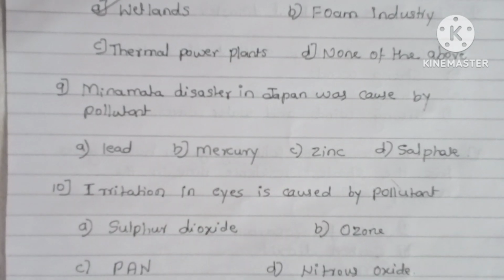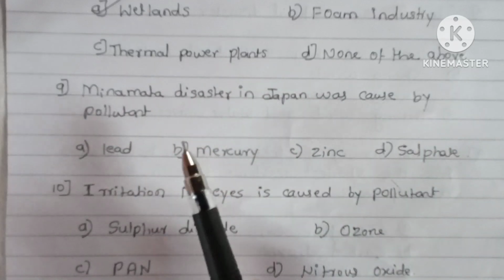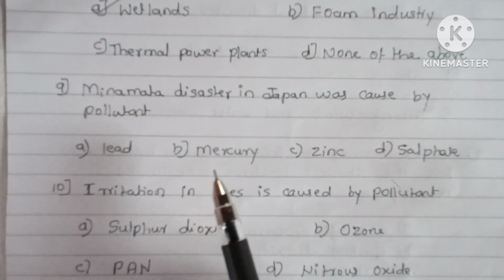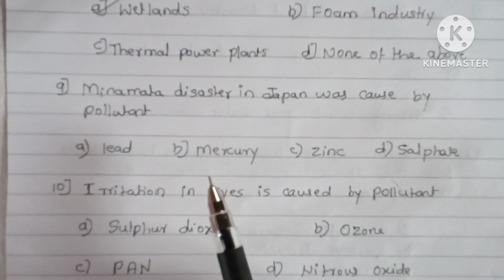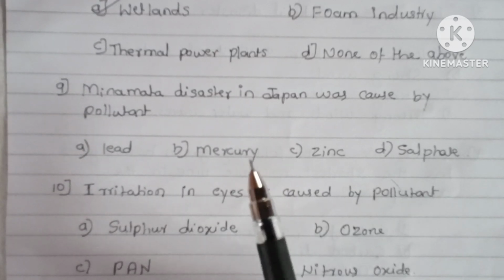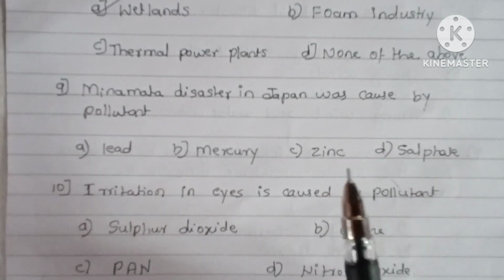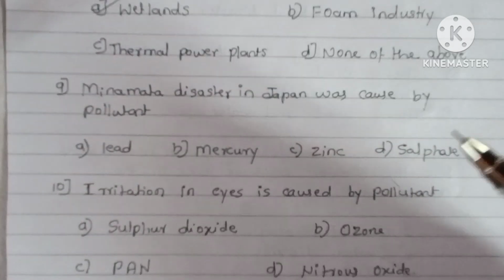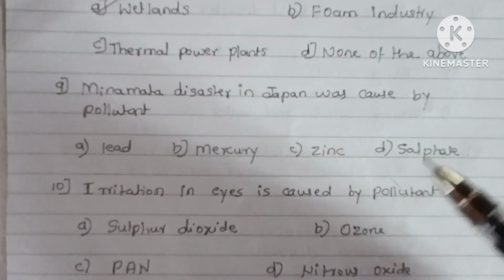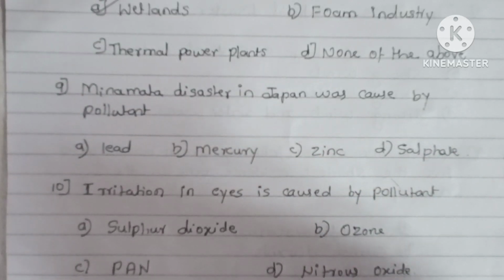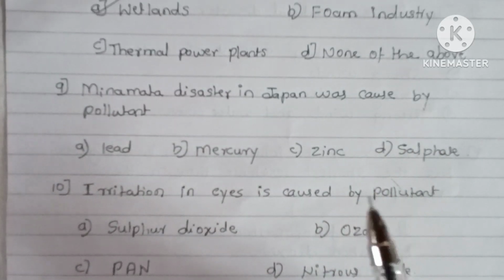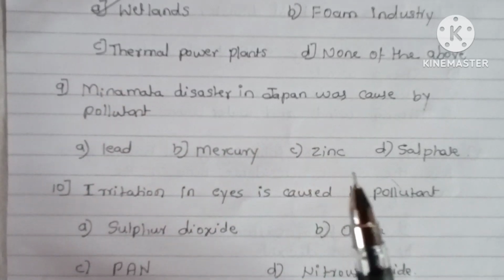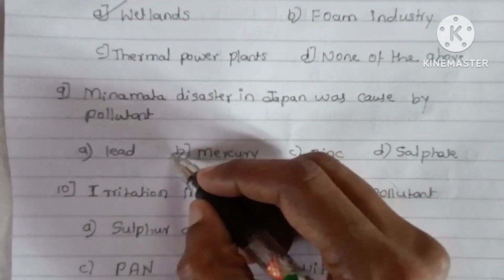Next, come to the 9th question. The Minamata disaster in Japan was caused by the pollutant lead, mercury, zinc, or sulfate. Minamata disease was first discovered in Japan in 1956 in the city of Minamata. Minamata disease is highly toxic and it is caused by mercury poisoning. Its symptoms include sensory disturbance, hearing disorders, etc. So, Minamata disease is caused by the pollutant mercury. So, option B is the right answer.